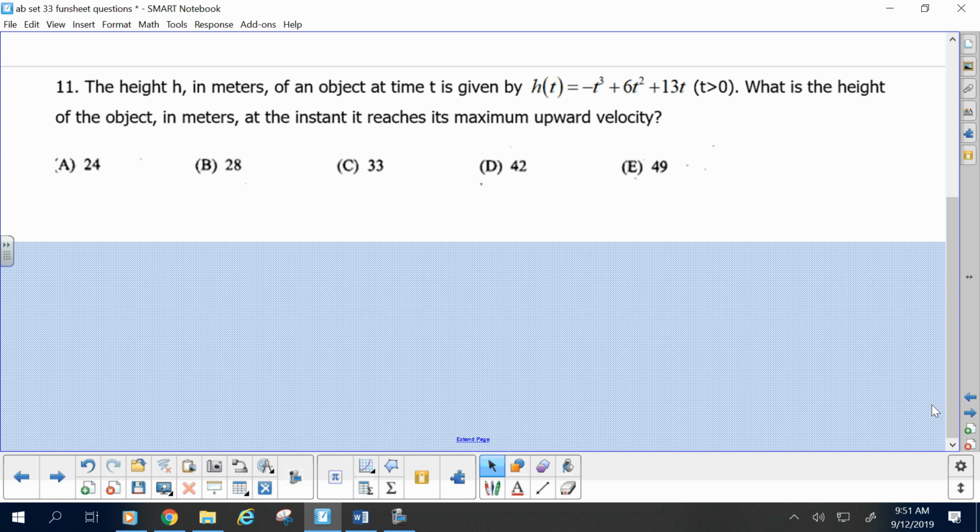So I got a height equation, cool. What's the height of the object in meters at the instant it reaches its maximum upward velocity? So do I want to find a height or a time or a velocity? First thing, get it clear in your head what the heck you're trying to find. You're trying to find a height.